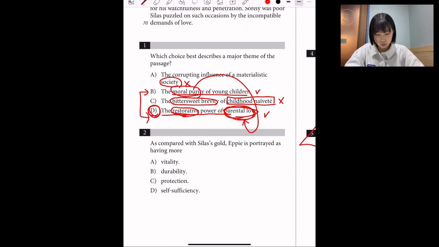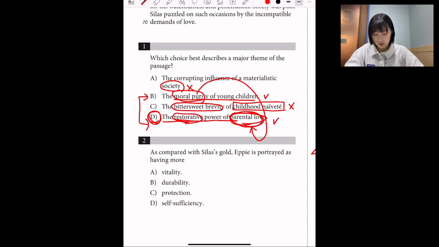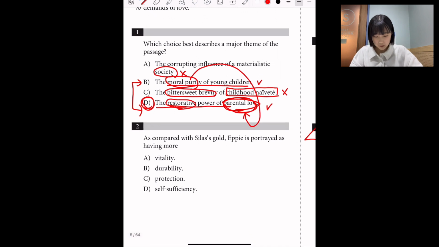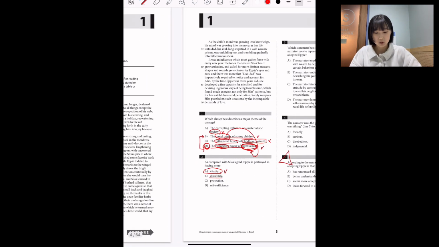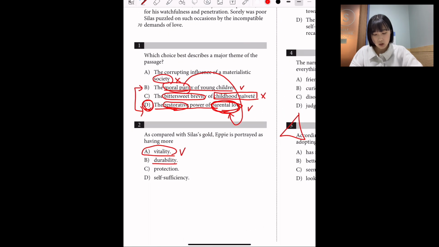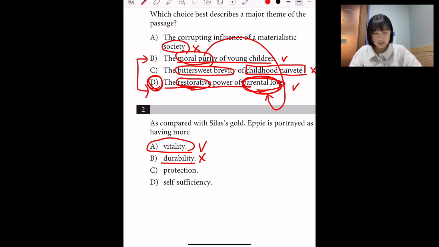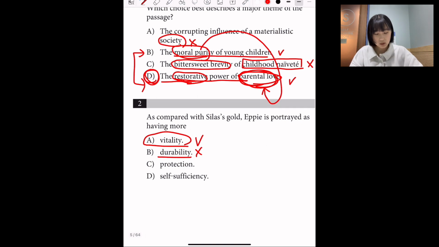As compared with Silas's gold, Epi is portrayed as having more A, vitality, B, durability, C, protection, and D, self-sufficiency. Now, the meaning of these words you should know. This is why your vocabulary is really important when doing SAT English. Vitality, durability. I think just from the get-go, A is a very good choice, vitality, so we're definitely going to keep that. Durability, I'm not sure is a good word to use on a human. It doesn't really fit the context of this passage overall, so we're not going to use durability.